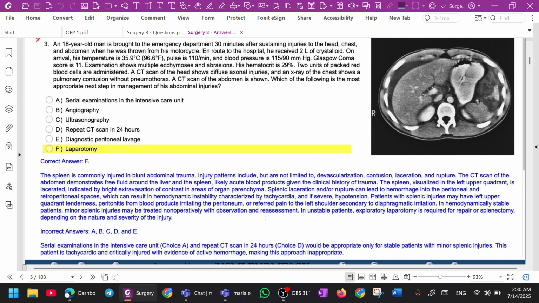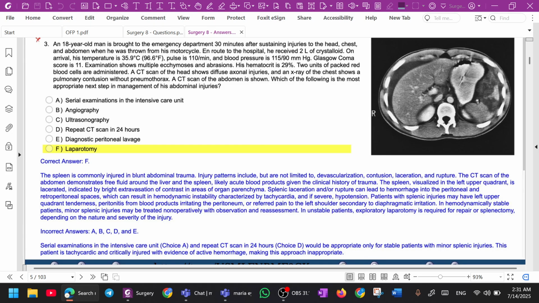The spleen is commonly injured in blunt abdominal trauma. Injury patterns include, but are not limited to, devascularization, contusion, laceration, and rupture. CT scan of the abdomen demonstrates free fluid around the liver and the spleen, likely acute blood products given the trauma. The spleen visualized in the left upper quadrant is lacerated, indicated by bright extravasation of contrast in areas of organ parenchyma.